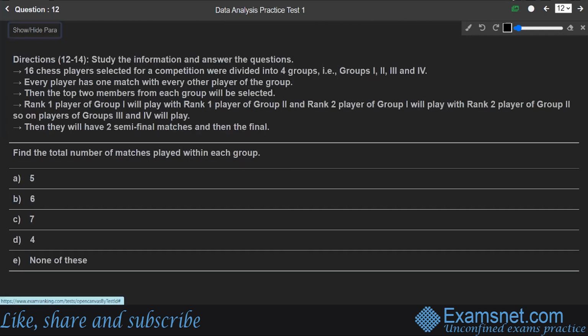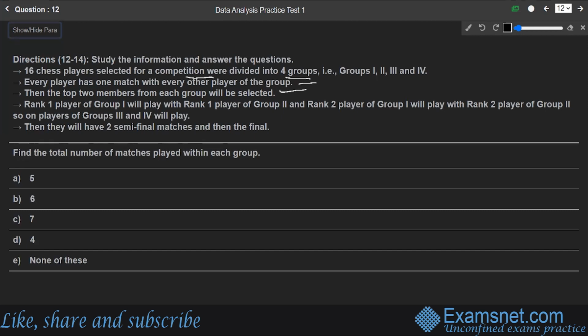Now, the question is: 16 chess players selected for a competition were divided into 4 groups, that is group first, second, third, fourth, and so on. Every player has one match with every other player in the group. Then the top 2 members from each group will be selected. Rank 1 player of group 1 will play. So let us keep making that one by one. He's saying there are 16 chess players divided into 4 groups.